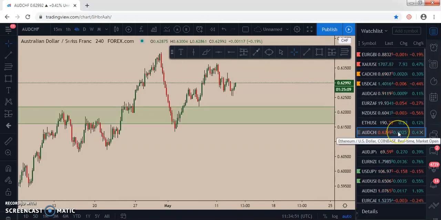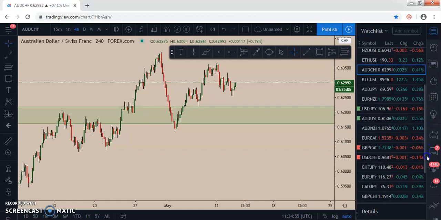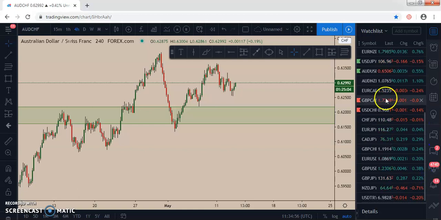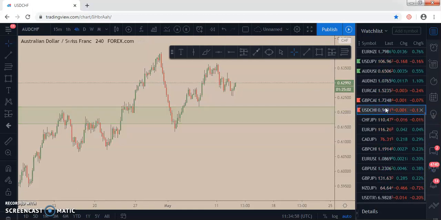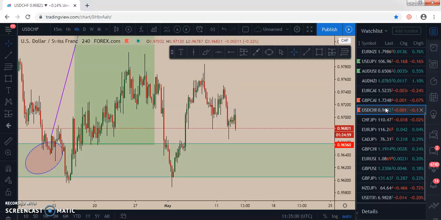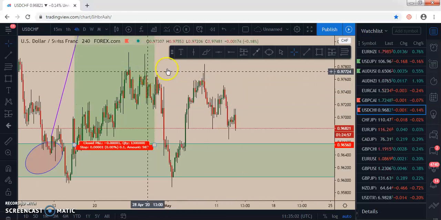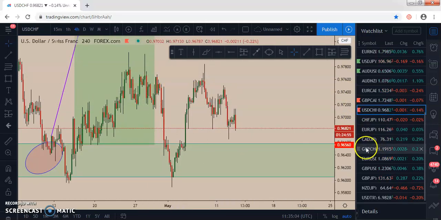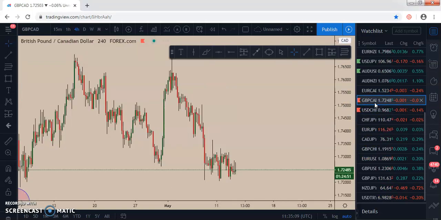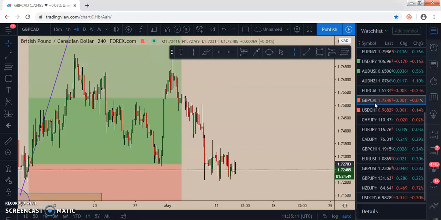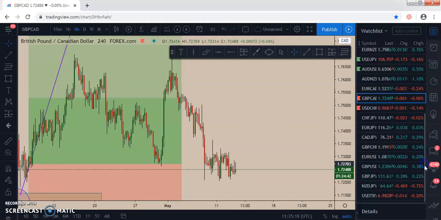Let's just check out another pair. Okay, AUDCHF. Already on this trade before. Okay, let's just go for another pair. DPB card. Okay, we're still on this trade. Okay, this trade hit us at break even already. Let's just check for another pair.